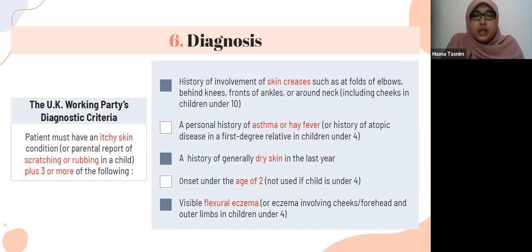So the first one is the history of involvement of skin creases, such as the folds of elbows, behind the knees, fronts of ankles, or around the neck, including cheeks in children under 10. The personal history of asthma or hay fever, or history of atopic disease in a first degree relative in children under 4. Also, if the patient has a history of dry skin in the last year, and if the patient has onset of the disease under the age of 2, and visible flexural eczema.